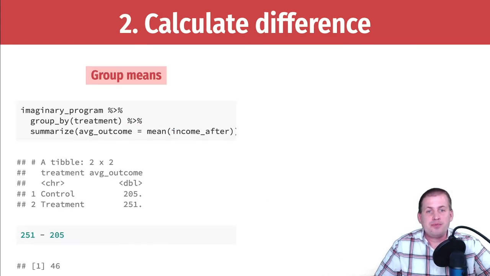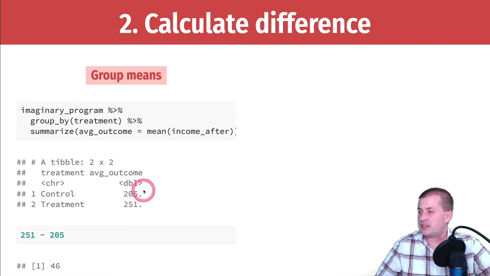So step two, we then want to figure out the difference in means. There are a couple ways of doing this in R. One is you can use dplyr and just figure out the average outcome in both of those groups. So if we group by treatment, then we'll get an average outcome for control and for treatment.